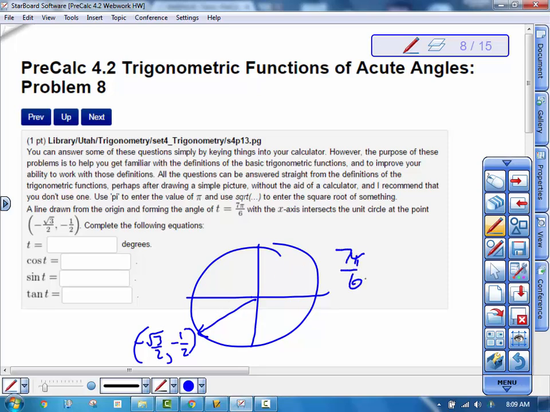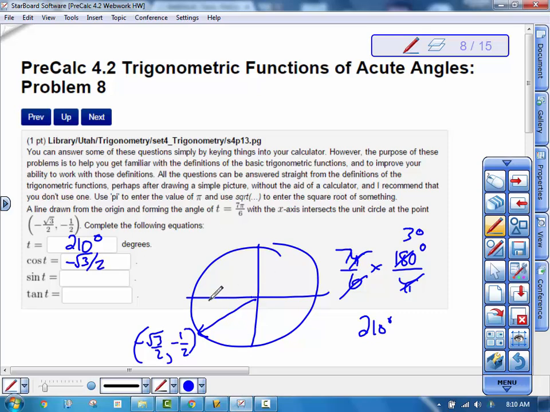But if you don't know that, you can just convert it, the same way we always do, where you multiply by 180 over pi, so that you get it in degrees. Pi's cancel, 6 goes into 180 30 times, 7 times 30 is 210. So either way, you get 210 degrees right there. Now the next question is, what's the cosine of t? Well, the cosine of t is going to be, on our unit circle, the x value, negative square root of 3 over 2.